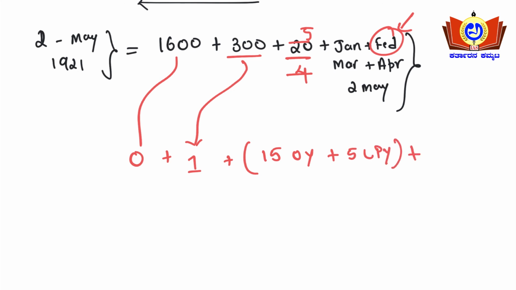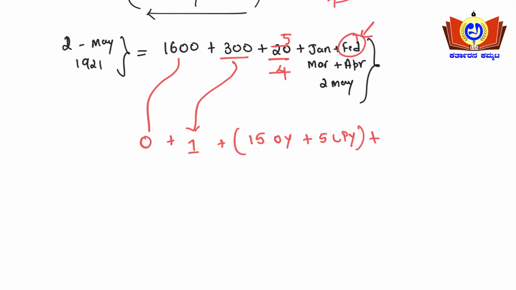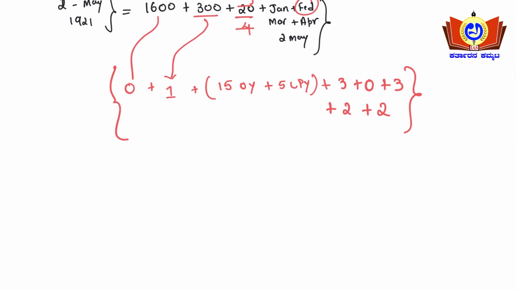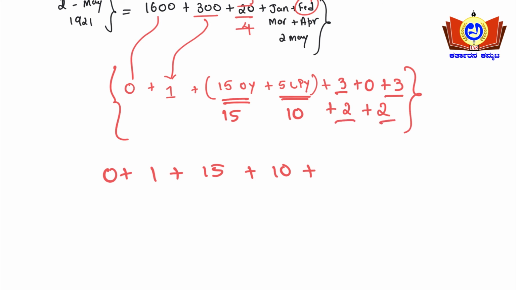In January there are 3 odd days, and February, actually it is not a leap year, so February 0 days. So plus March is again 3, then April 2, then April over, so till 2nd May, right? So then 2 days. Yes or no? 2 days. This we need to add up here. Okay, 15 ordinary years means 15 here, and 5 leap years means each leap year 2 odd days, so 10 here. Okay, so 0 plus 1 plus 15 plus 10 plus 3, 0, 3, 2, 2.